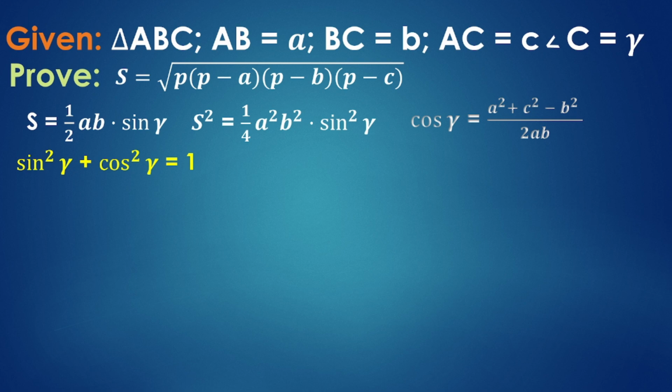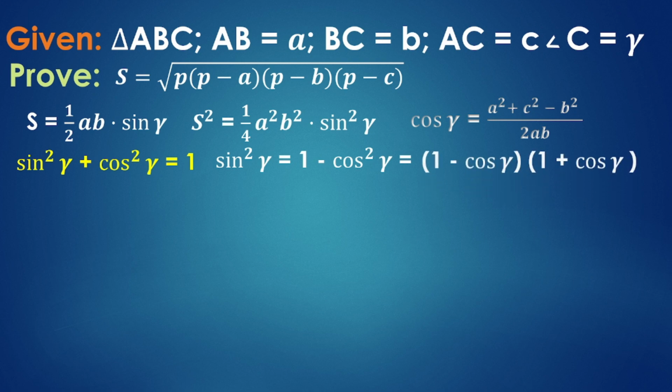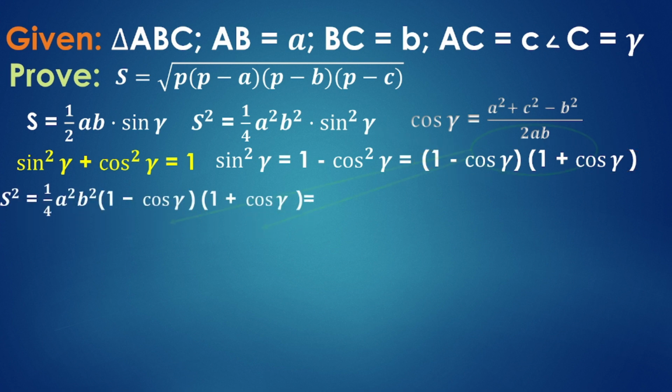And then we'll remember the basic trigonometric identity, which says that sine squared gamma plus cosine squared gamma is equal to 1. And from this formula, we can express sine squared gamma. It's equal to 1 minus cosine squared gamma. We will now use one of the abbreviated multiplication formulas, the difference of squares of two expressions. Then in this formula, instead of sine squared gamma, we will substitute what we have just found. And then, instead of the cosine gamma, we will substitute what we can express from the law of cosines.